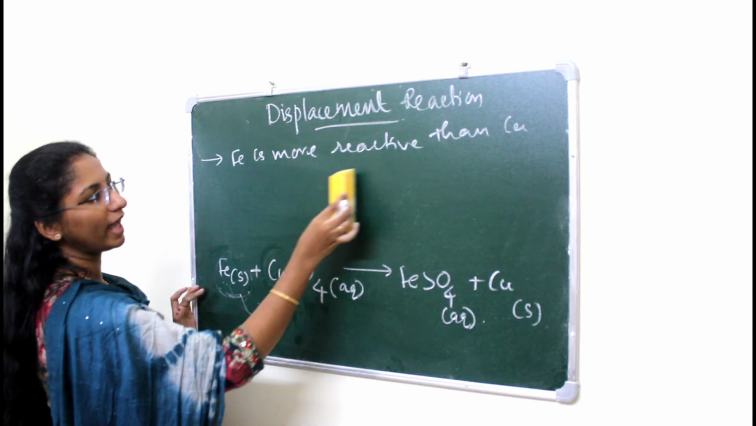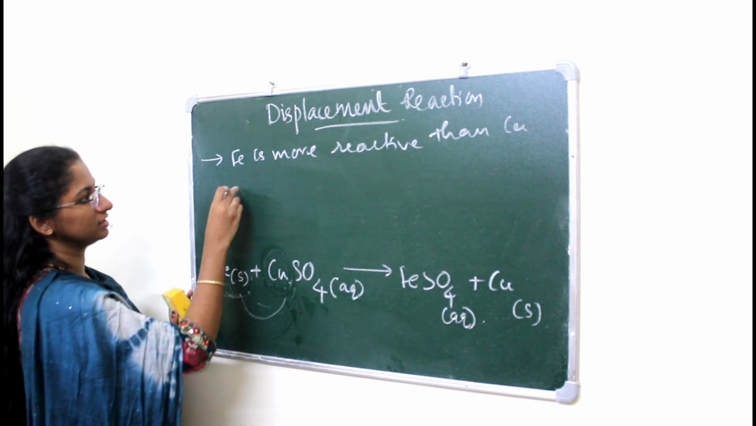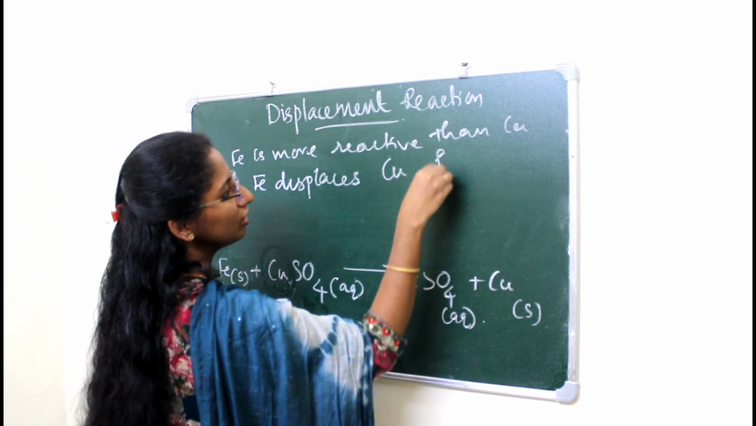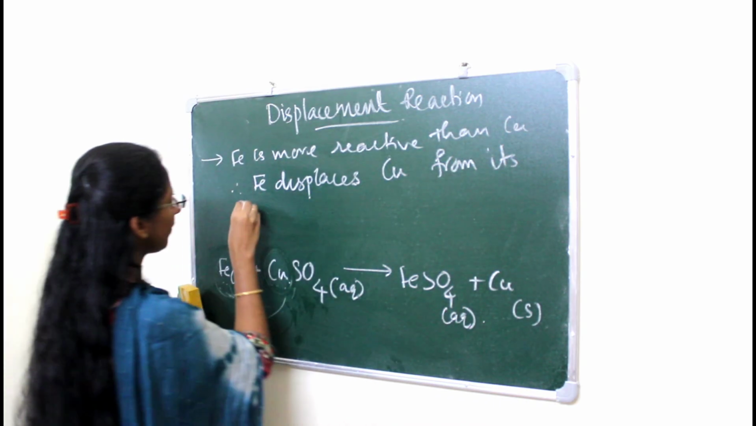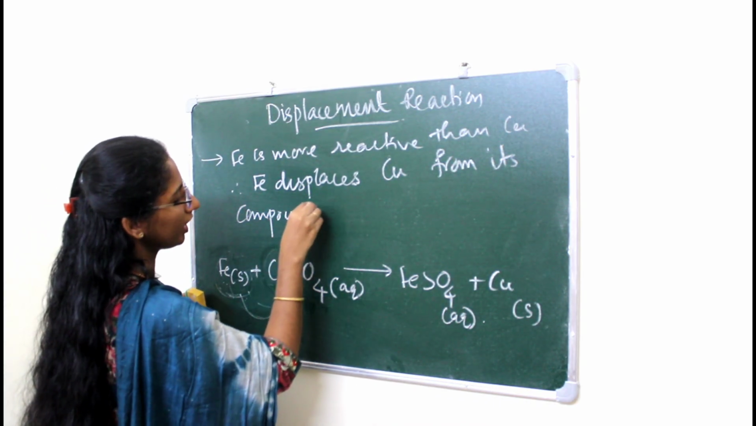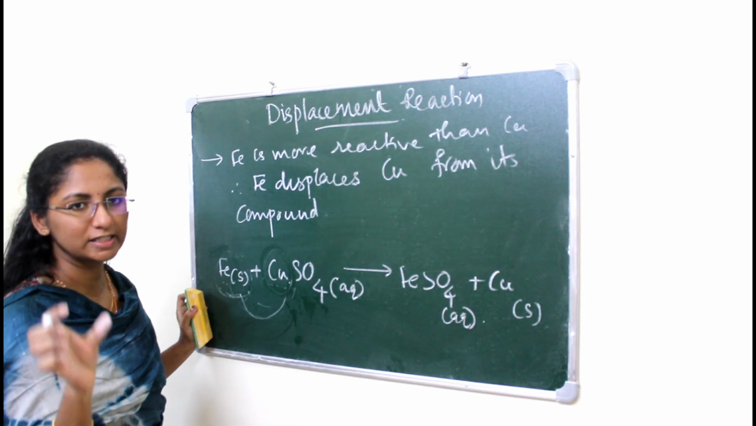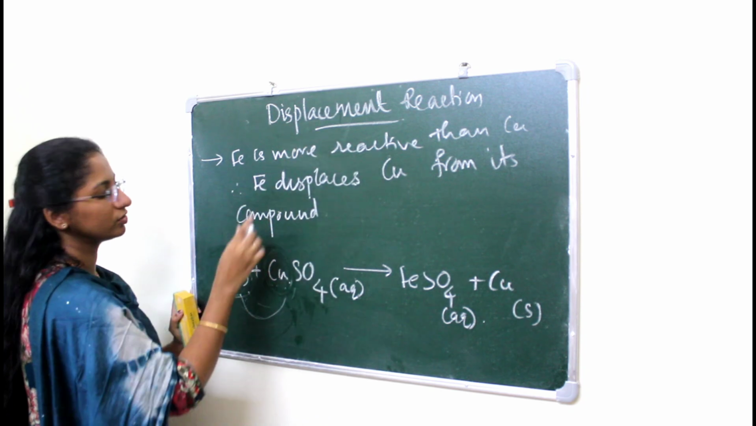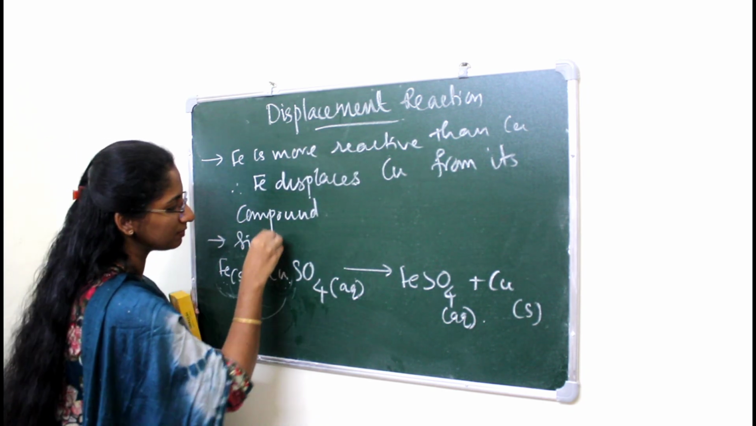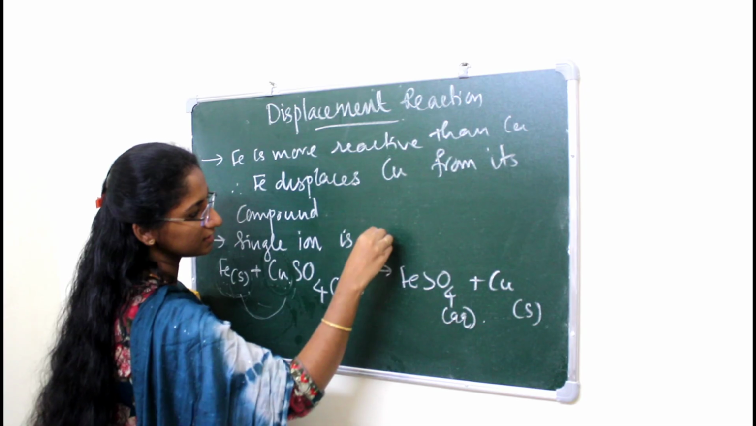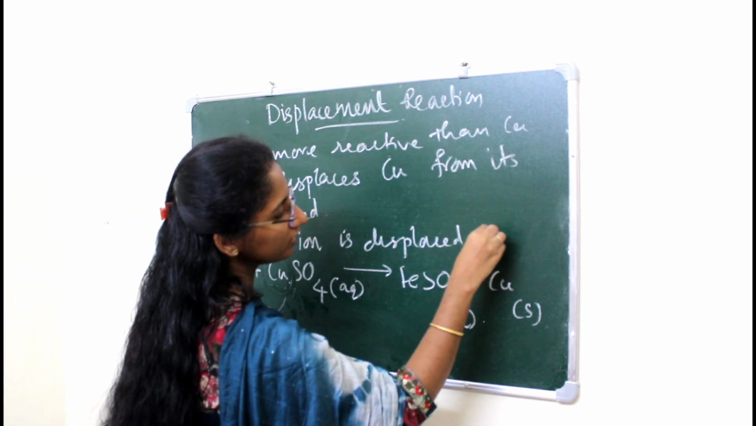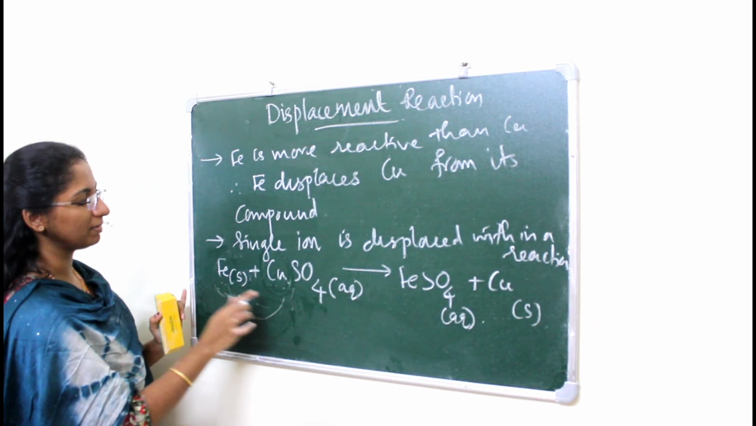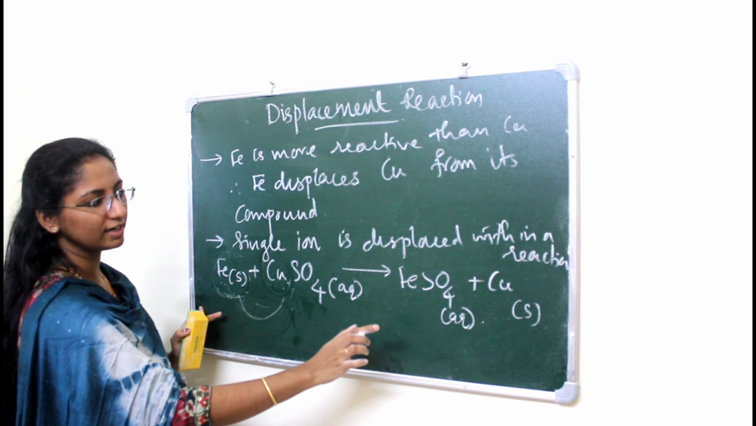Okay, so iron is more reactive than copper, that's why iron displaces. Therefore iron displaces copper from its compound. Here a single ion is displaced. That's why we put this reaction in the section of displacement reactions. Single ion is displaced within the reaction. So this is an example: iron plus copper sulfate gives iron sulfate and copper.